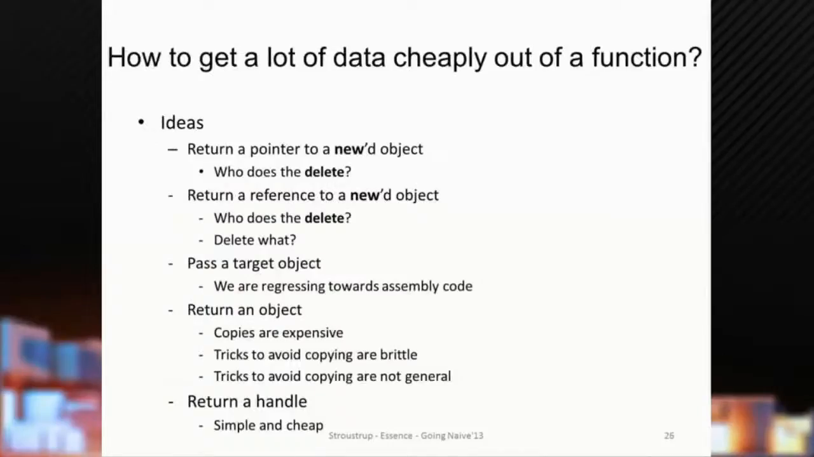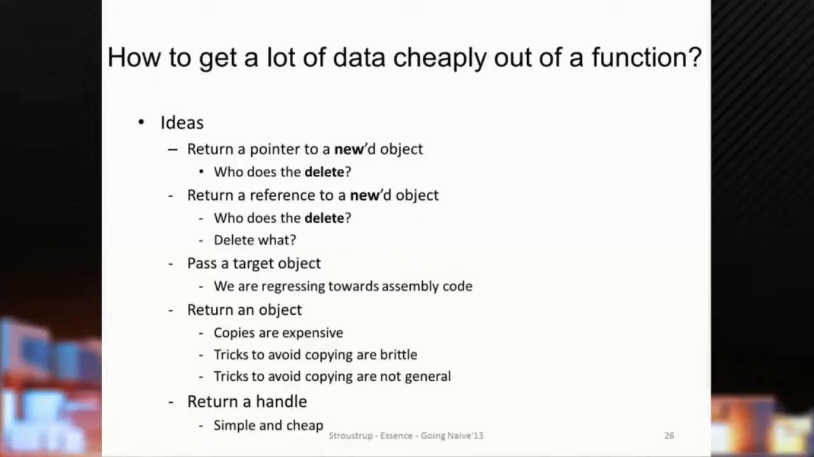So here's the problem. We can get information into a function, but how do we get it out again? And the idea of getting things out of a function, usually if it's a lot of data, if it's a complicated object, we put it on the free store and return a pointer to the stuff we put on the free store.